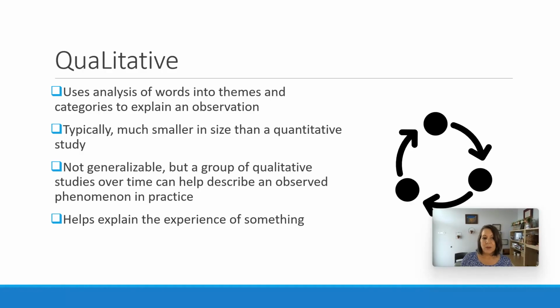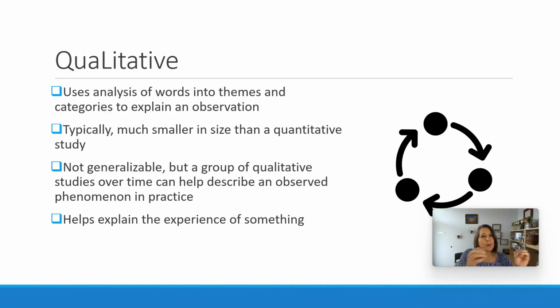Qualitative, instead of using numbers, we're using words. We're analyzing words into themes and categories to explain something that we're observing, or a narrative text, things like this. Typically, they are much smaller in size than a quantitative study because it's very hard to analyze hundreds and hundreds or thousands and thousands of documents of words. Usually these are not considered to be generalizable, but because they're sort of a different entity altogether, they aren't really judged on their ability to be generalized.